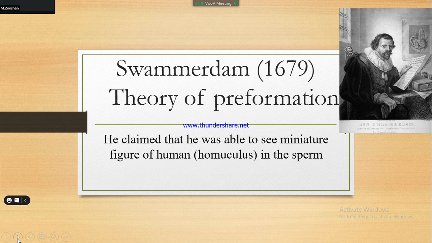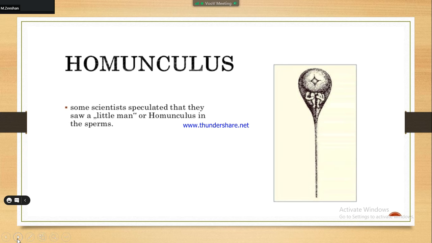Theory of preformation. Preformation mean formation से पहले, like के एक offspring के बनने से पहले, the offspring की एक picture, एक body sperm में present होती है. That is the theory of Swammerdam. Swammerdam was basically a scientist who presented the theory of preformation, and according to this theory, he said that before the pregnancy, a picture of the human is present in the man's sperm. So he named this sperm the homunculus. This is like the structure of homunculus.